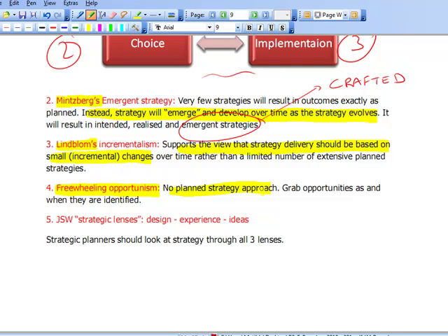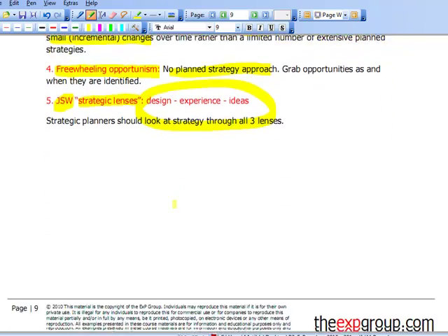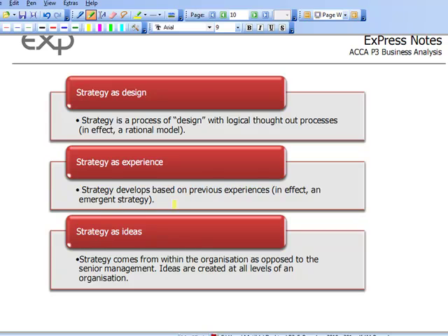Next I'm going to have a look at JSW. You should remember these from earlier in the session. Johnson, Scholes and Whittington. Now the latest view is that they've introduced something called strategic lenses, which looks at strategy through the eyes of design, experience, and ideas. If you look at the next page, on page 10, page 10 provides a bit more information about this.